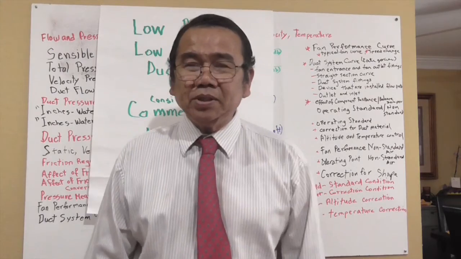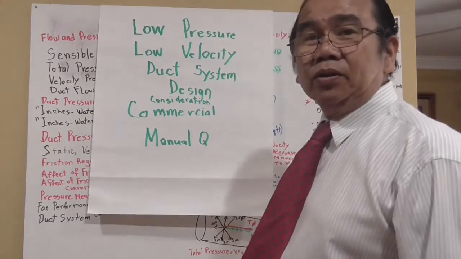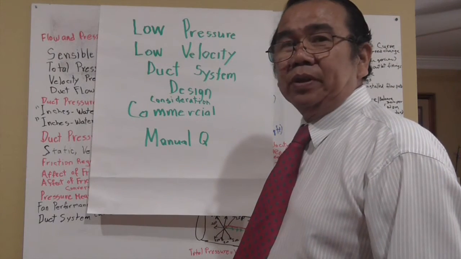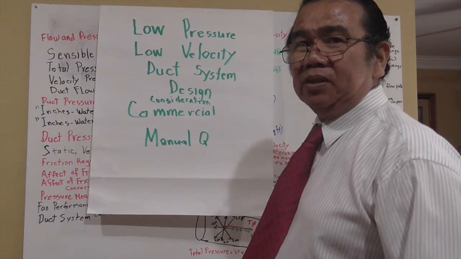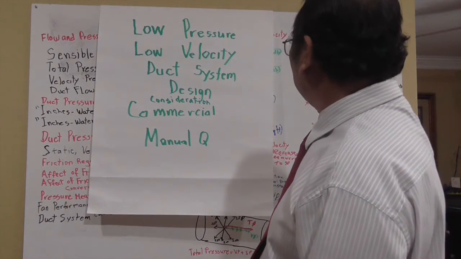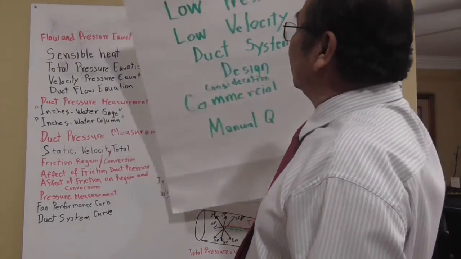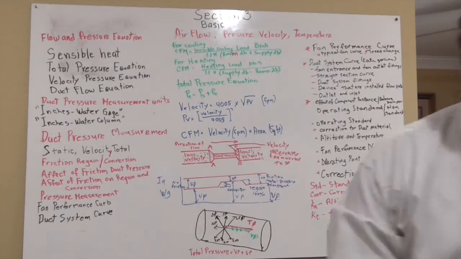Today we will be discussing low pressure, low velocity duct system design considerations for commercial systems, and we're going to be referencing the manual. The lecture we're going to have today will be about Section 3.